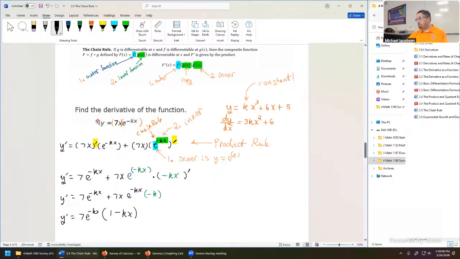But that was a really tricky problem from WebAssign. I forget what problem that was. Let me put it on the notes. This was problem number 4.